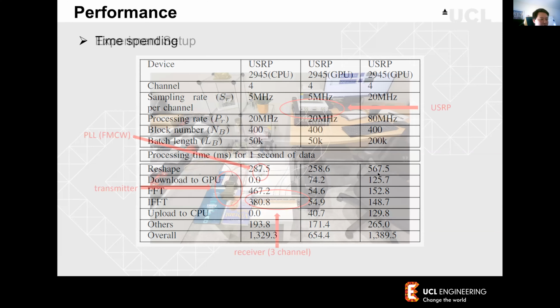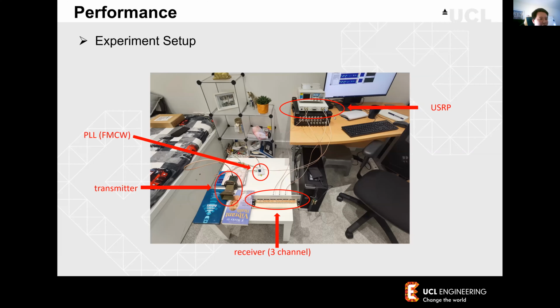So here is an experiment setup for the real system to test with the GPU accelerator. Firstly, we have a single source, an FMCW source from a PLL, and we keep a transmitter over here. Then we have 3 receiver channels, and one receiver channel connects to the PLL, like a passive radar, so we can capture the signal that it transmits and that comes back to the system.